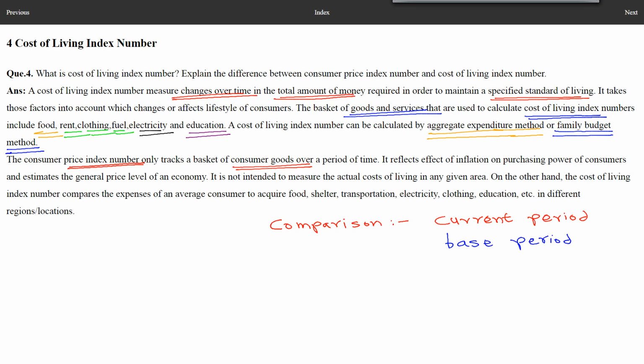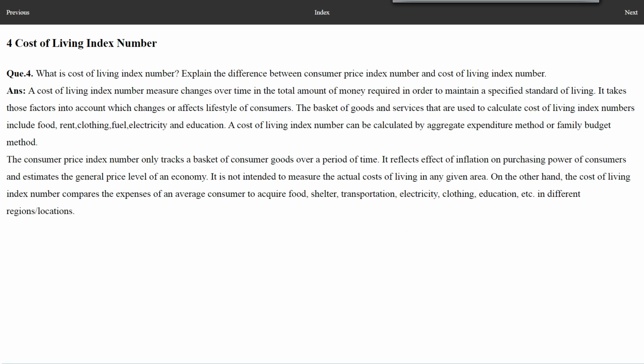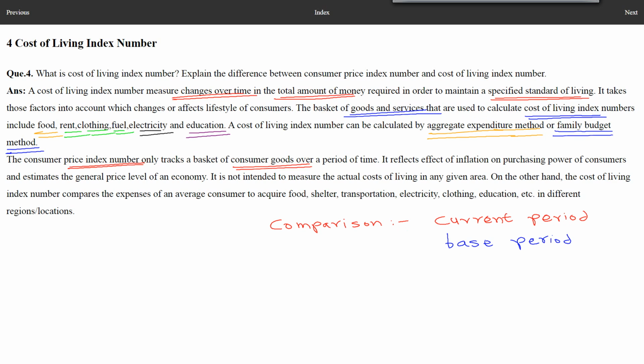It reflects inflation or the effect of inflation on purchasing power of consumers, and it estimates the general price level of the economy. It is not intended to measure the actual costs of living in any given area. It is simply a comparison of prices of consumer goods in current period and in base period.